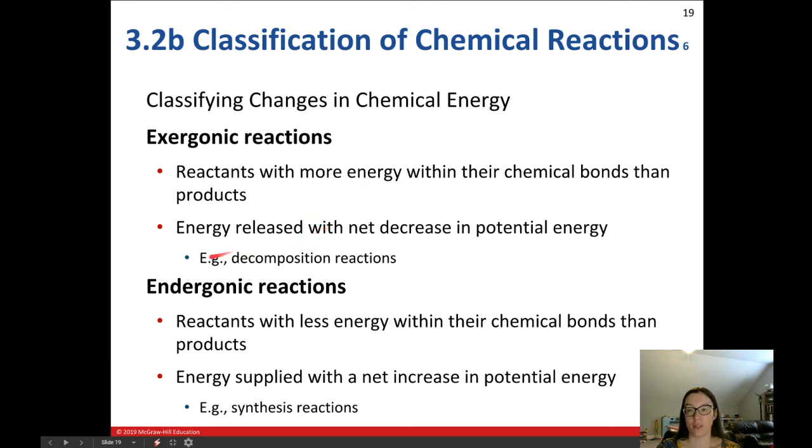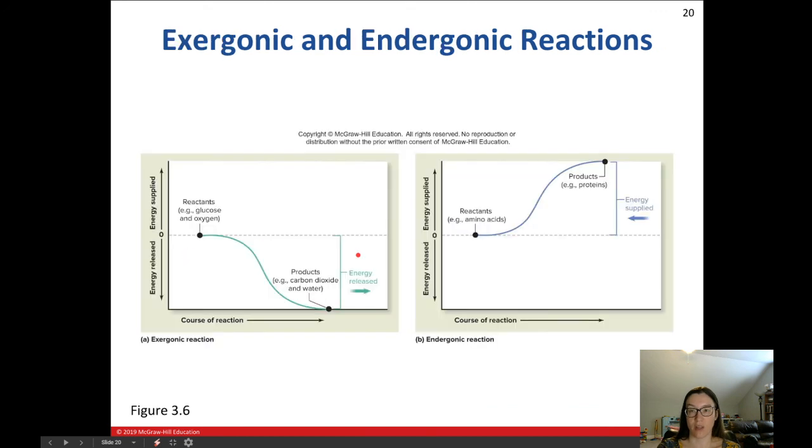So most of these are going to be like decomposition reactions. And we can see right here, we've got an exergonic reaction. So we've got the reactants like glucose and oxygen. They have a lot of energy stored in their bonds. And then the products of cellular respiration are carbon dioxide and water. They don't have as much energy stored in their bonds, so the energy has been released. That's an exergonic reaction. Whereas the opposite of that is going to be this endergonic reaction.